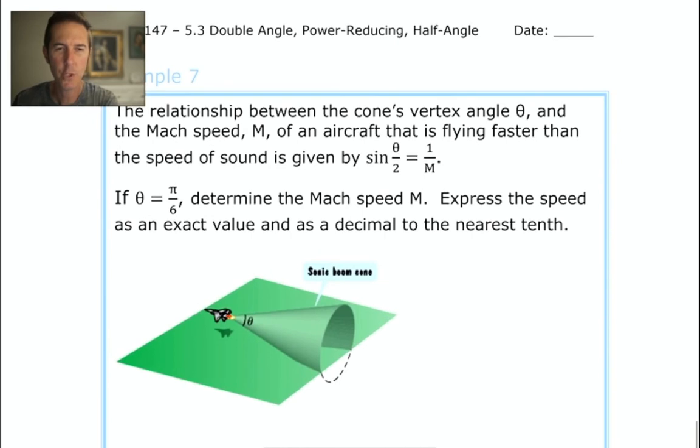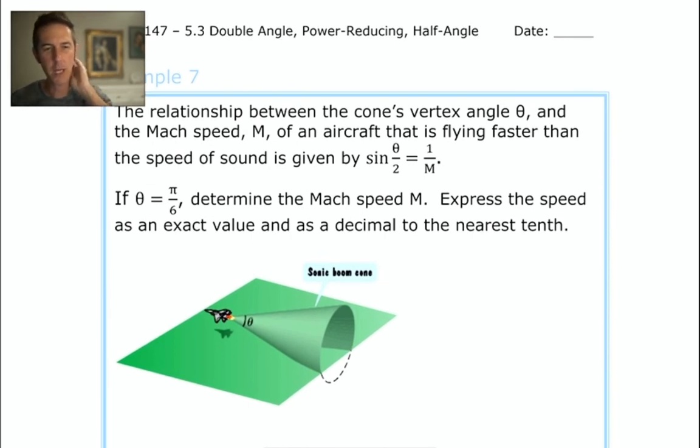And finally, the relationship between the cone's vertex angle theta and the Mach speed, capital M, of an aircraft that's flying faster than the speed of sound is given by this relationship: sine of theta over 2 equals 1 over M. And if it happens that theta is equal to pi over 6, we would like to be the ones to determine the Mach speed, M.